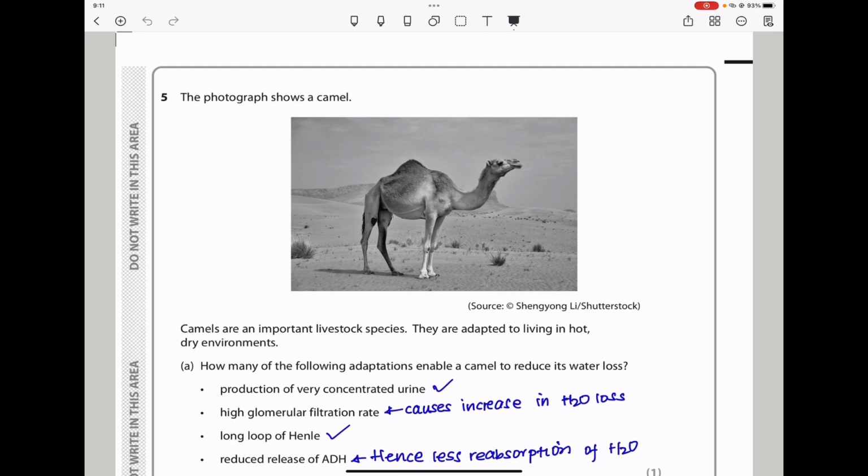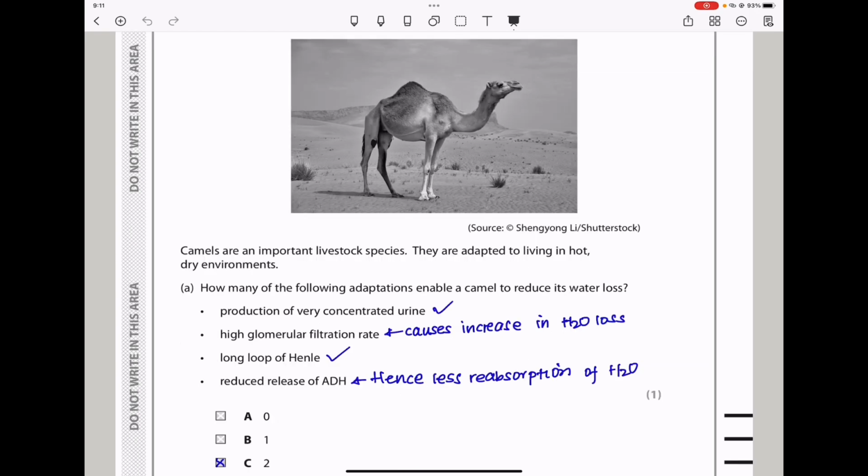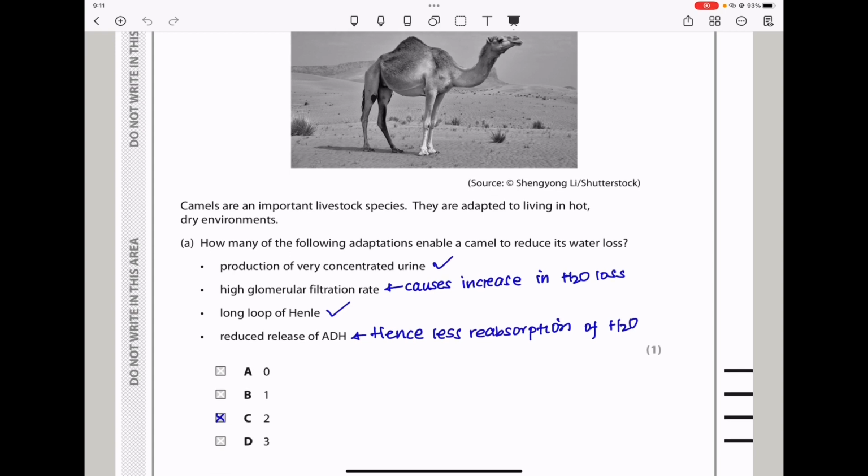Question 5. The photograph shows a camel. Camels are an important livestock species. They are adapted to living in hot, dry environments. How many of the following adaptations enable a camel to reduce its water loss? 1 is production of very concentrated urine.